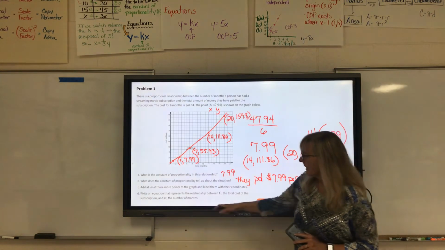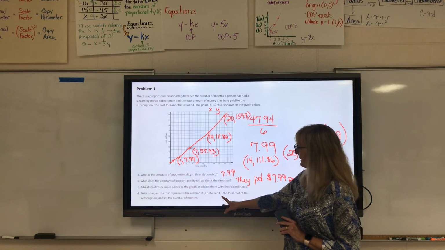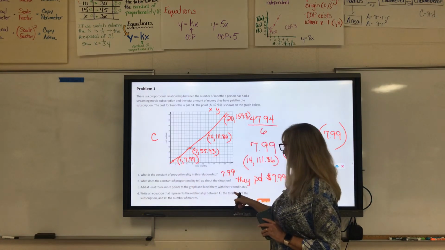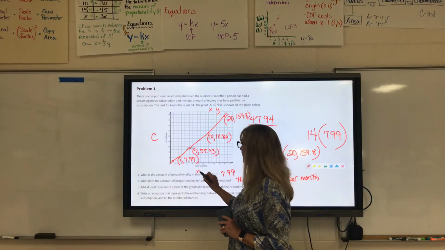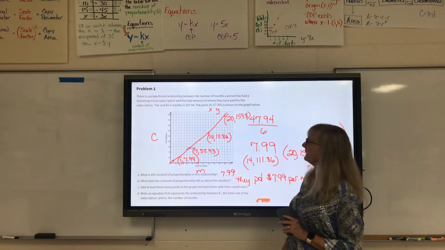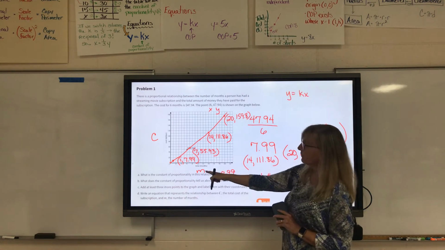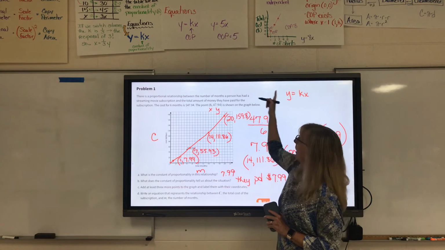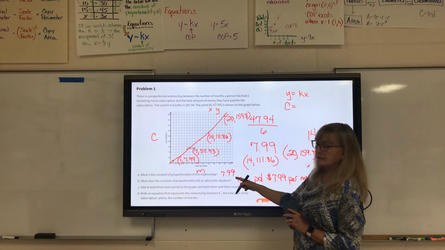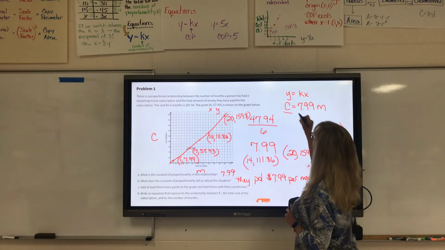All right. Write an equation that represents the relationship between C, the cost, so this is going to be C, which is our y, and M, the number of months, this is our x. So if we want it in the form of y equals kx, we are going to use what for y? C equals 7.99m. Very good. There's your equation.